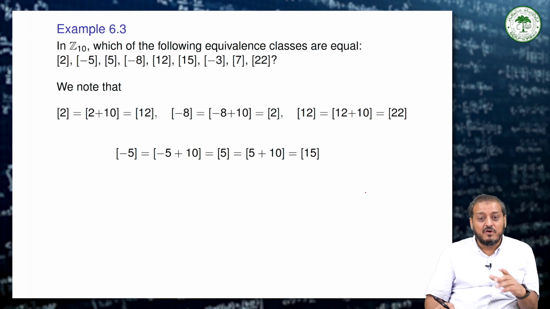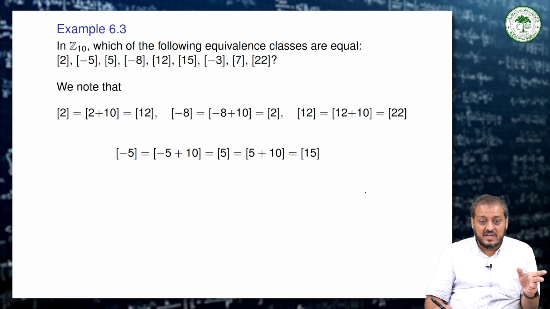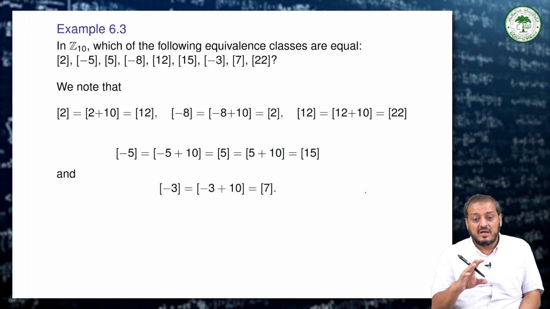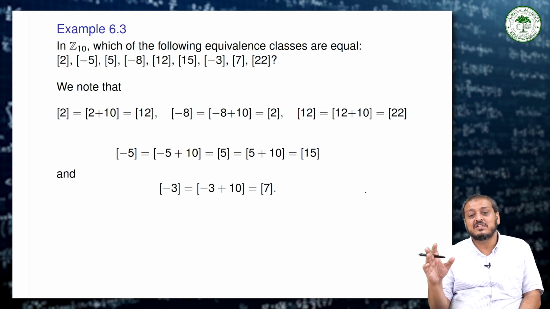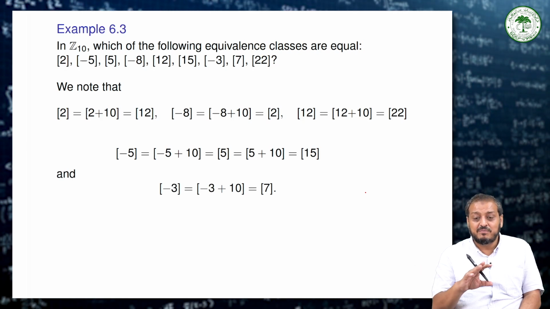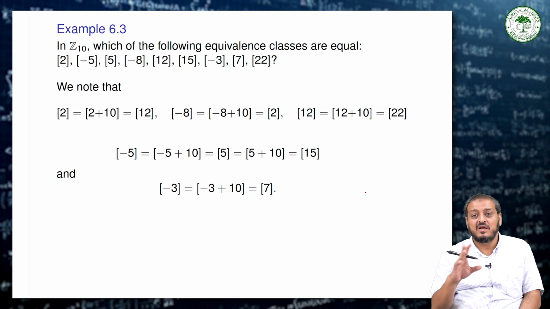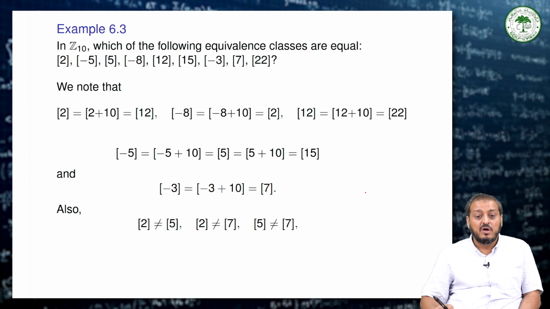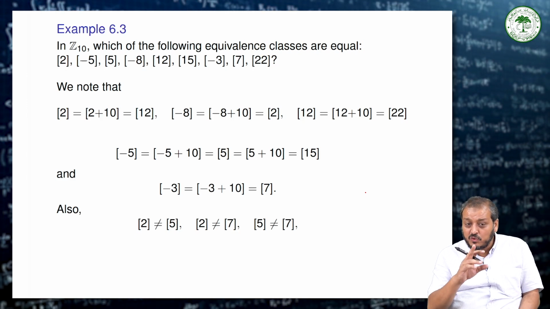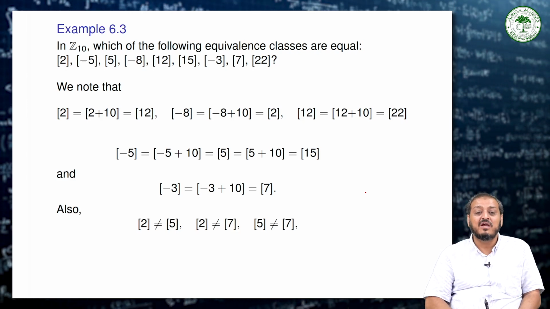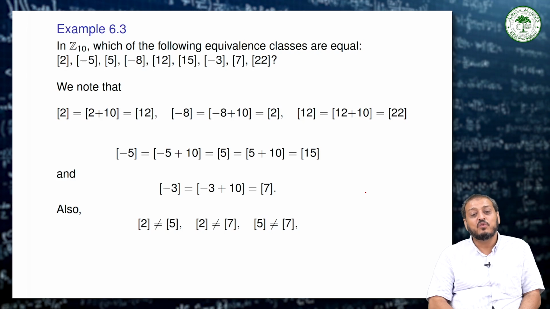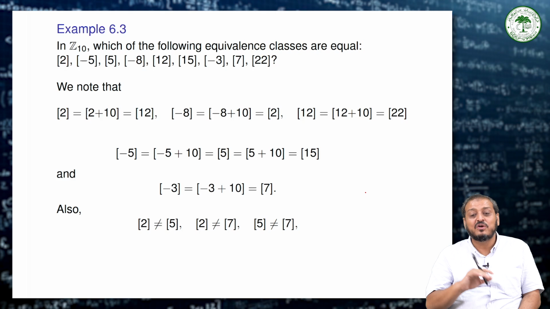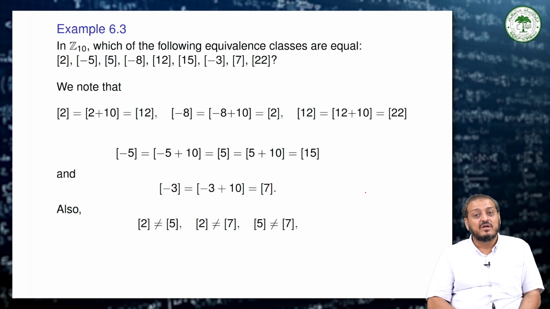Now we are left with only the 7 and minus 3. So minus 3 can be written as minus 3 plus 10 is equal to 7. So the equivalence class of minus 3 and the equivalence class of 7 are the same. But the equivalence class of 2 is not equal to the equivalence class of 5. The equivalence class of 2 is not equal to the equivalence class of 7, and the equivalence class of 5 is also not equal to the equivalence class of 7.